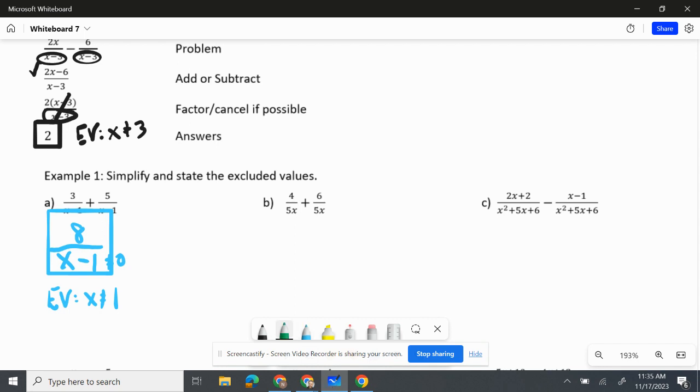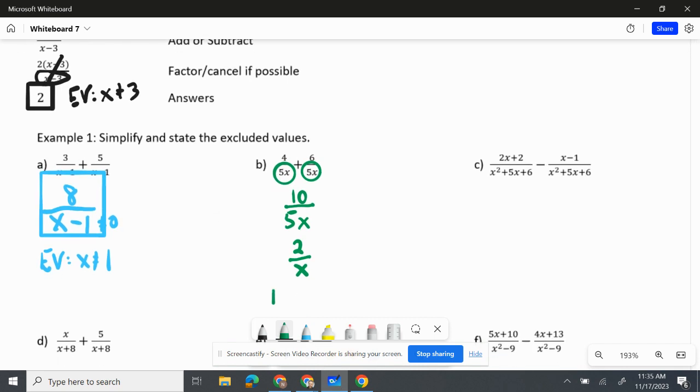For letter B, we see our common denominator is 5x, so we're keeping it as 5x. And 4 plus 6 is 10. Now this one actually simplifies, so that would become 2 over x, because we divide a 5 out of each of them. And then our excluded value would be what gives us 0 in the denominator, which in this case would just be 0. So x cannot equal 0.